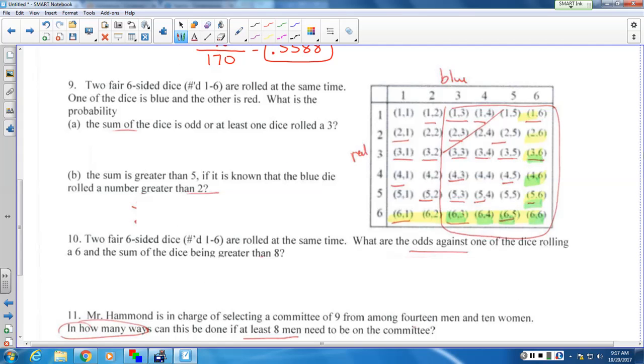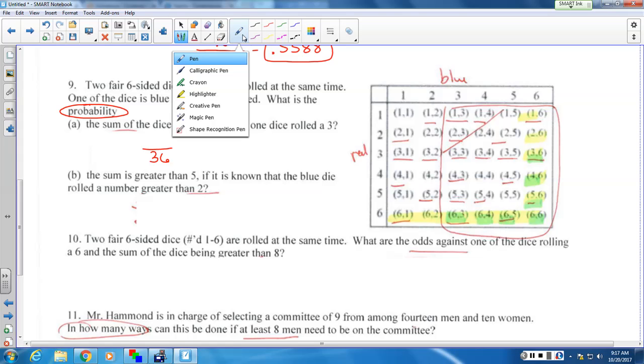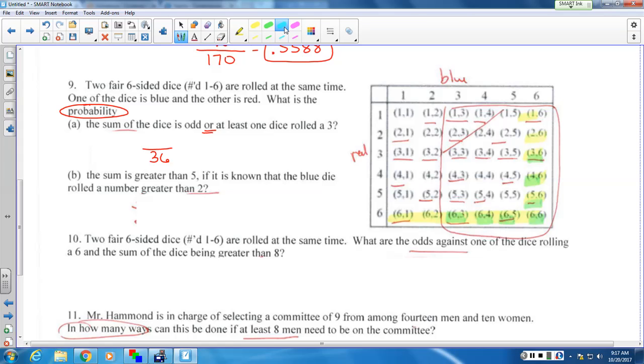What is the probability that the sum of the dice is odd, or at least one die rolled a 3? It didn't give us anything, so it's out of 36. So out of 36, we're looking for the sum of the dice is odd, or at least one die rolled a 3. I'm going to do at least one die rolled a 3 right there. The key to the or is not to add anything twice.